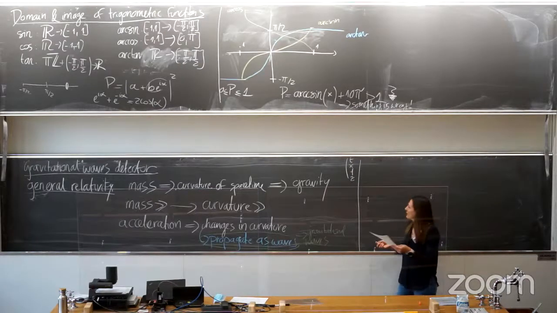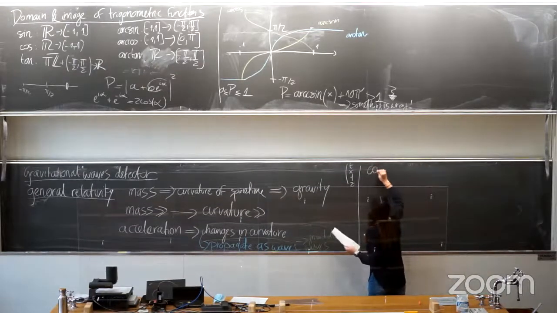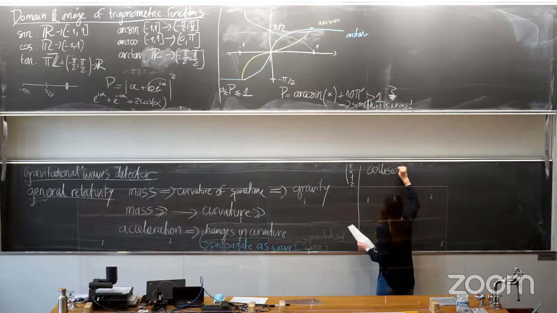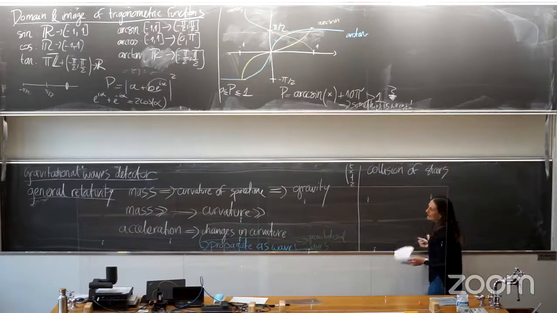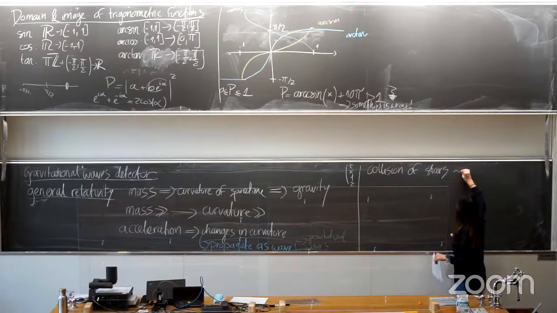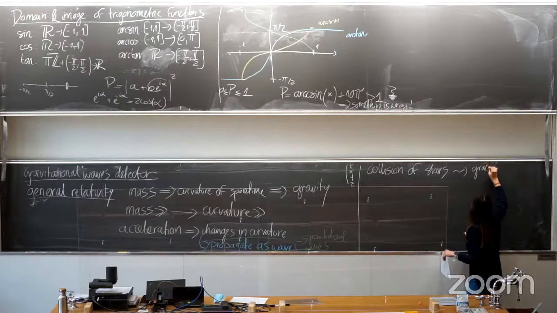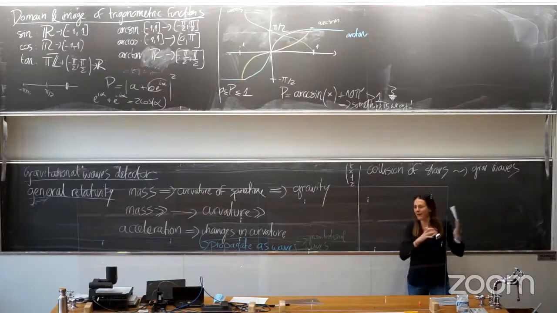So, for example, a collision of stars or even planets or bodies causes an acceleration, and there we have gravitational waves. There are also other effects, but just imagine large masses which are involved in some kind of effects, and then gravitational waves are produced.